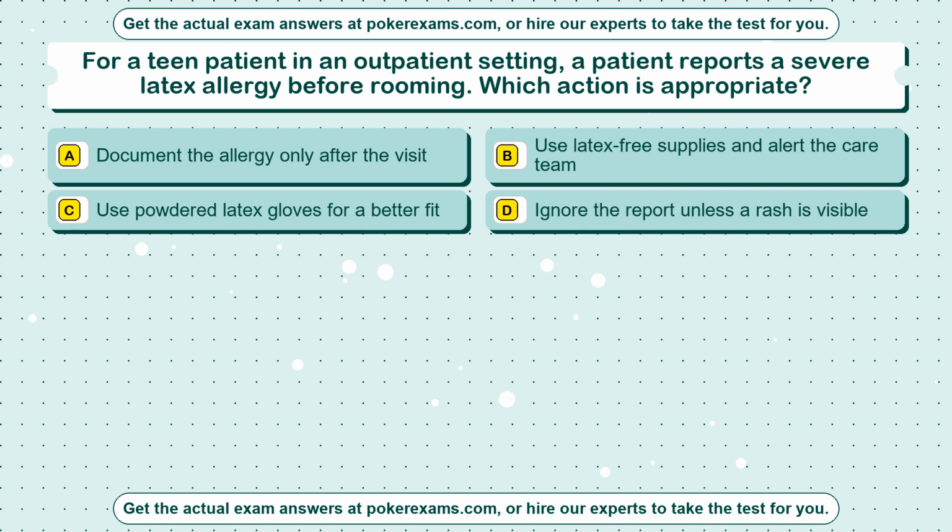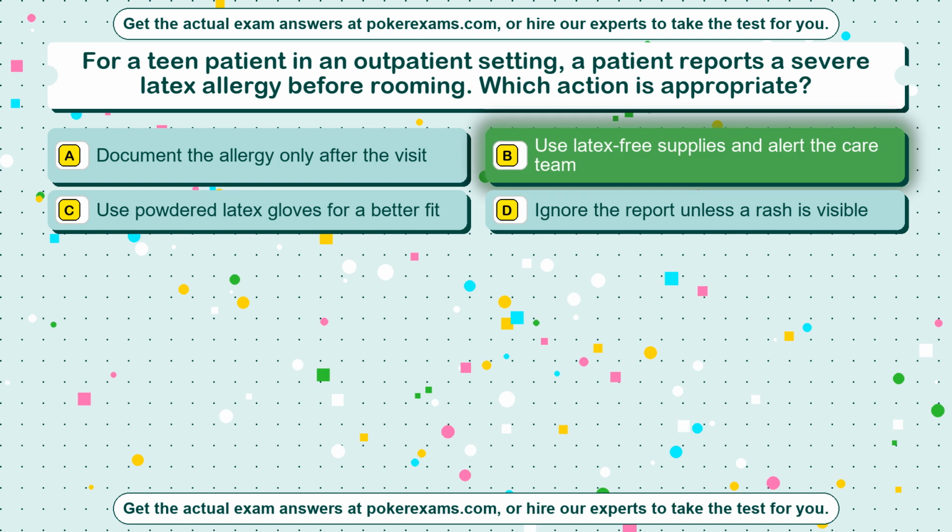Question 12. For a teen patient in an outpatient setting, a patient reports a severe latex allergy before rooming. Which action is appropriate? Option A, document the allergy only after the visit. Option B, use latex-free supplies and alert the care team. Option C, use powdered latex gloves for a better fit. Option D, ignore the report unless a rash is visible.